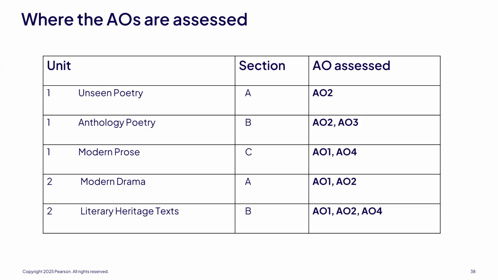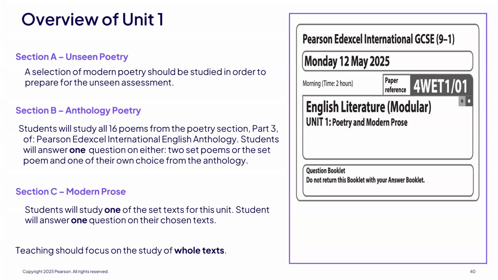And we're going to now be very logical and look at Unit 1. Just a quick overview of Unit 1, again a bit of a reminder. There are 3 questions, 3 sections. Section A, the unseen poetry, so selection of modern poetry studied. That's a 20-mark question. There is no choice of question.